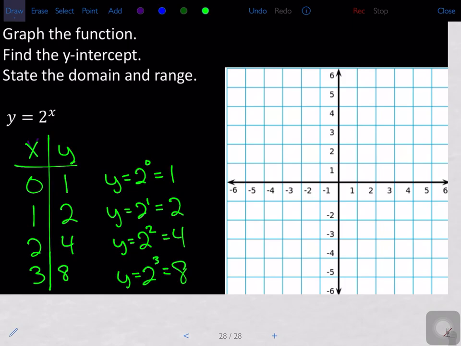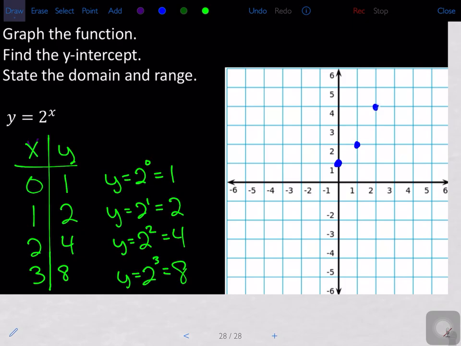So x is 0, y is 1, x is 1, y is 2. And if you stop right there, it looks like a straight line, but let's see what happens next. x is 2, y is 4. Well, that's not a straight line anymore. It got a little extra something there.